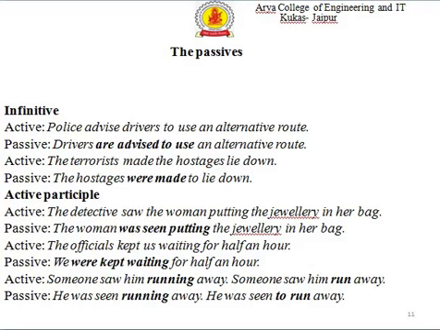Someone saw him running away. Someone saw him run away. So let's see both the sentences. Someone saw him running away: he was seen running away. Someone saw him run away: he was seen to run away. So here we are using the infinitive form to make the passive.